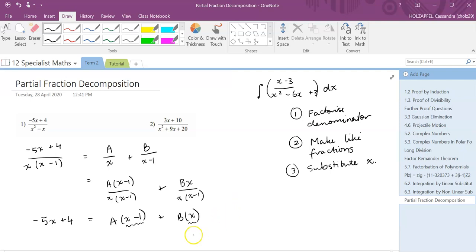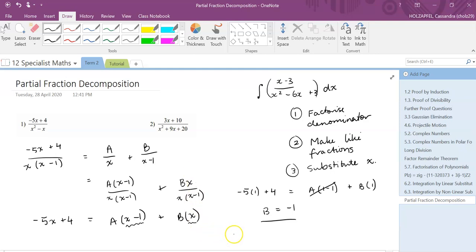So for the first one, I'm going to let x equal 1. Substituting that in, I get negative 5 lots of 1, which is just negative 5, plus 4, and that will be equal to a times 1 minus 1 plus b times 1. So a times 0 is going to remove that particular term. And so we can write b is going to be equal to negative 1. Pretty straightforward, pretty algebraic.